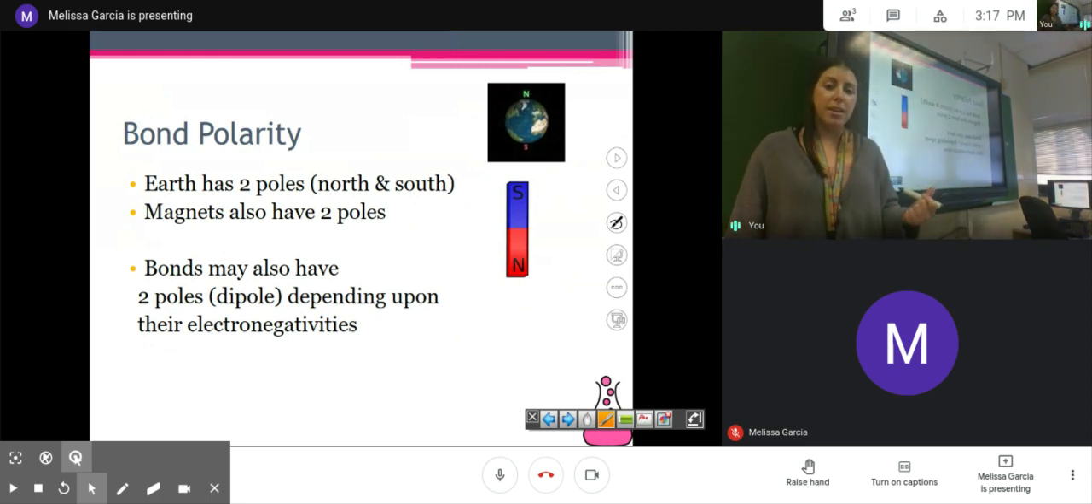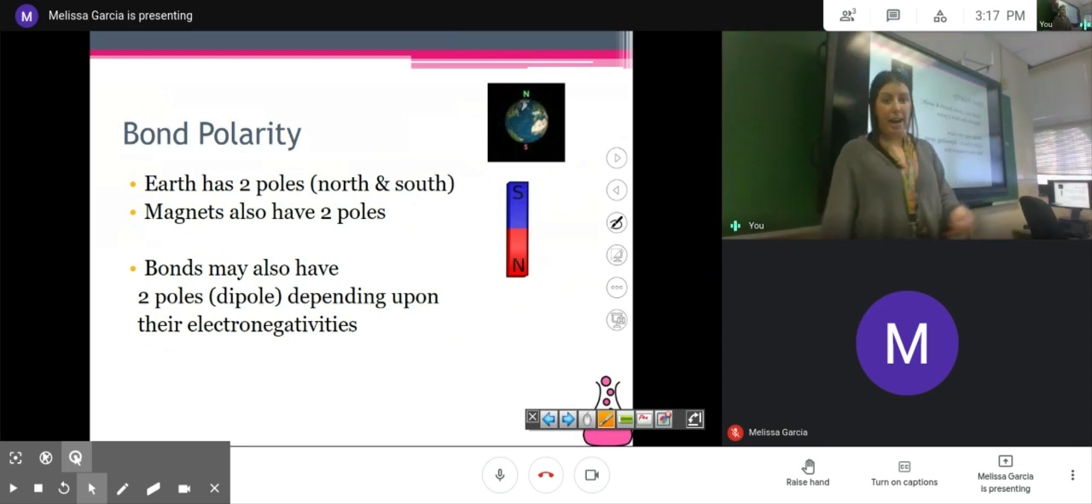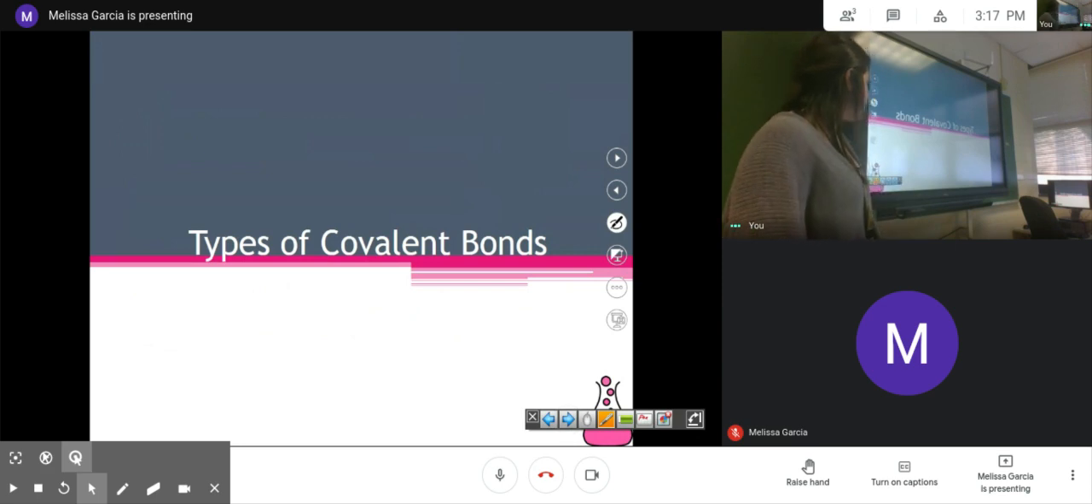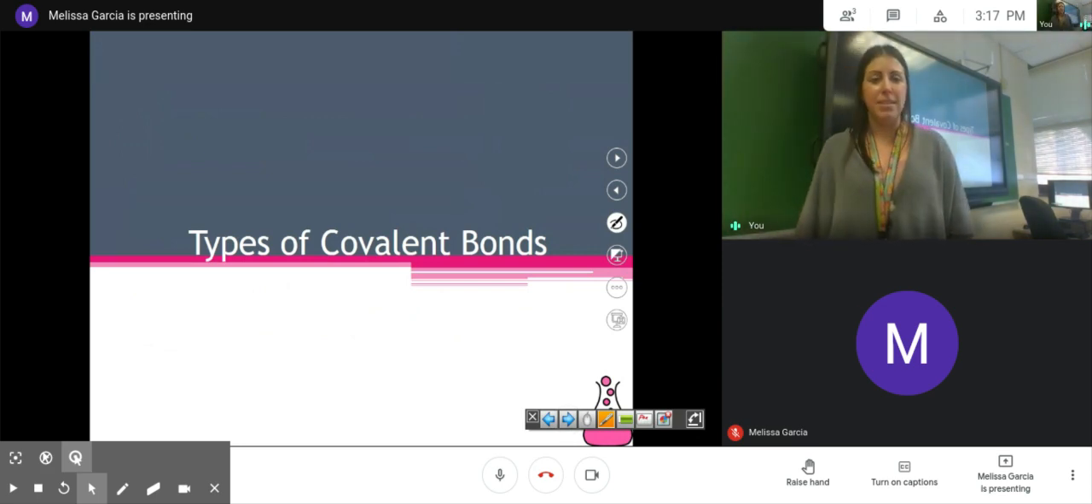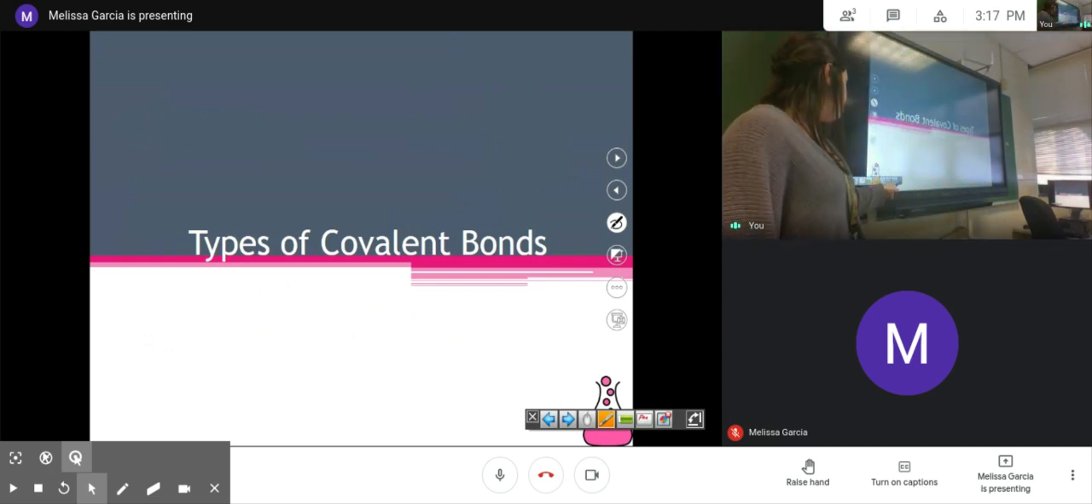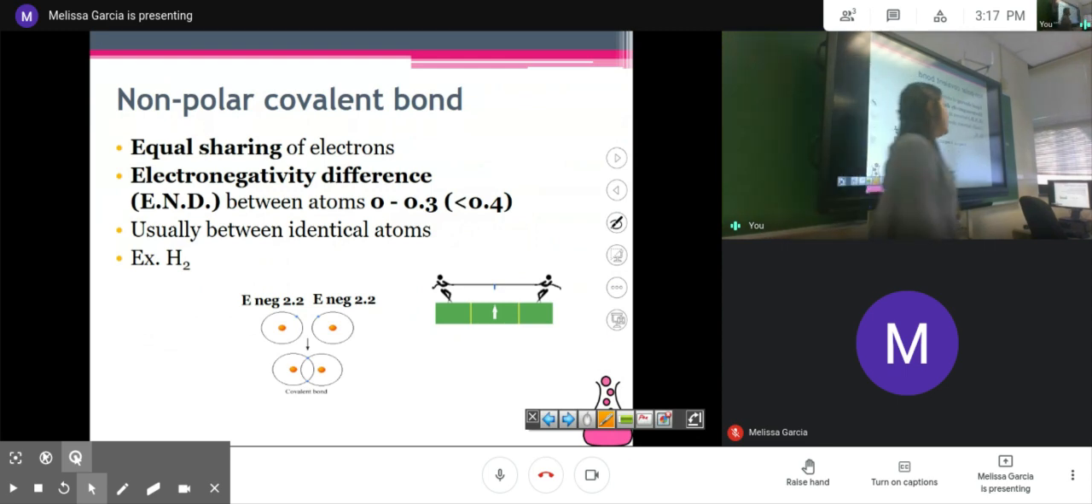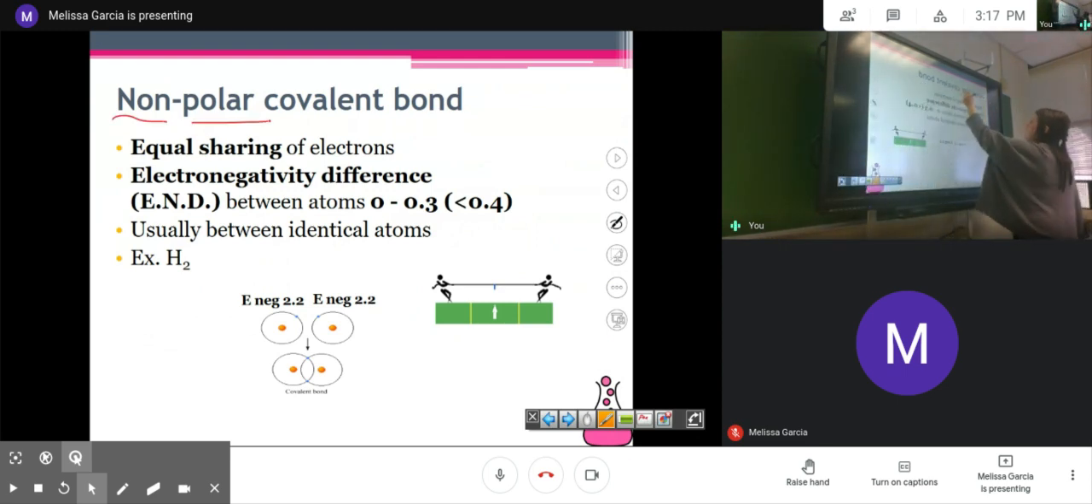Another term I can use to describe having two poles would be a dipole. Di meaning two, so there'd be two poles in these bonds. So there are different types of covalent bonds that we can have depending on how many poles we have or if we have a pole in the bond. So we can have non-polar covalent bond, non meaning no, polar meaning poles.